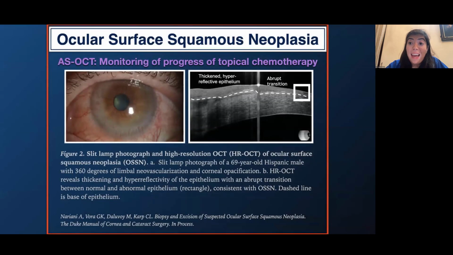In addition to anterior segment OCT being an excellent diagnostic modality, ASOCT can also be used to monitor the progress of topical chemotherapy agents, such as mitomycin C, 5-fluorouracil, and interferon alpha 2B. So here is an example of a 69-year-old male with the classic pattern on ASOCT. In the top right, thickened hyperreflective epithelium with abrupt transition between normal and abnormal tissue.